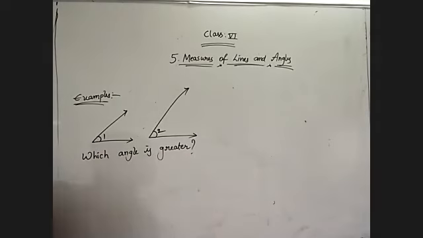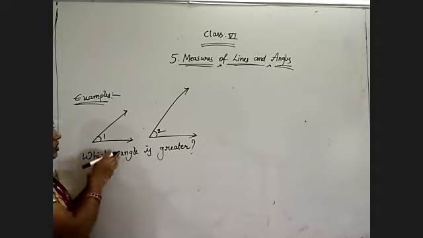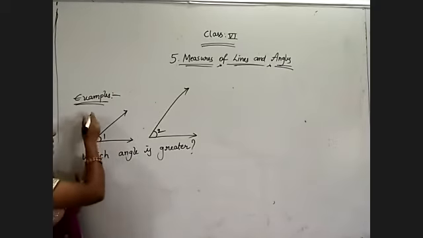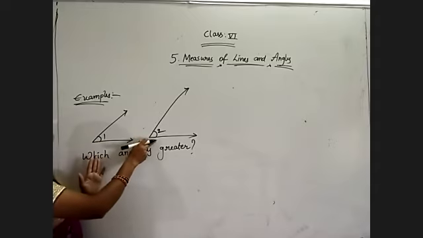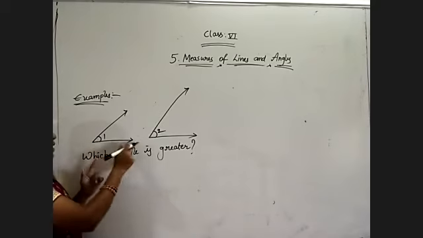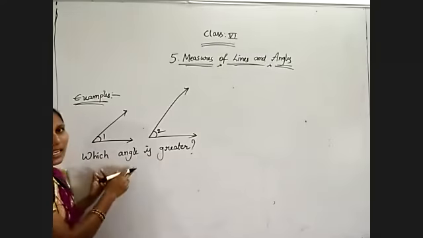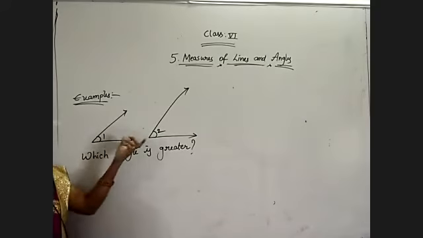Okay, observe this question. Which angle is greater and measure? Just by seeing, we can't say. Angle 1 is lesser than 90, angle 2 also lesser than 90. Both are acute angles. This is clear. But which angle is greater? They are asking. Greater in the sense, compulsorily we must know their measures also.